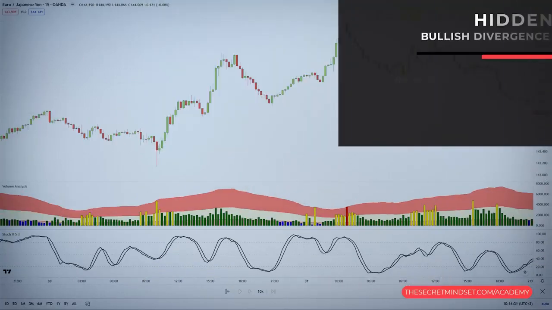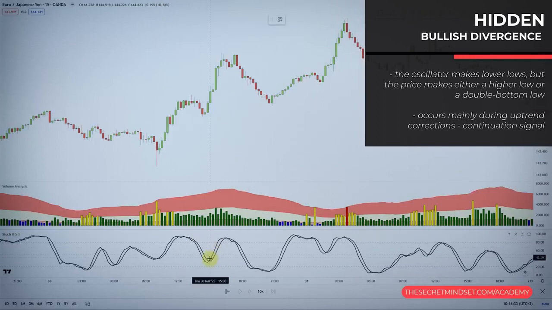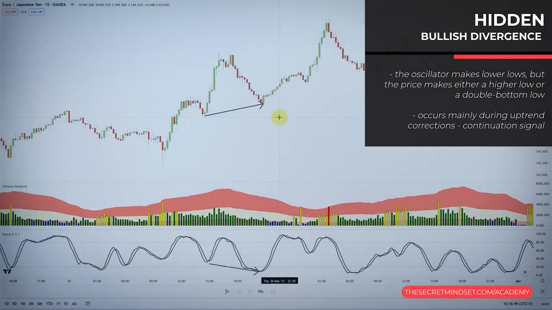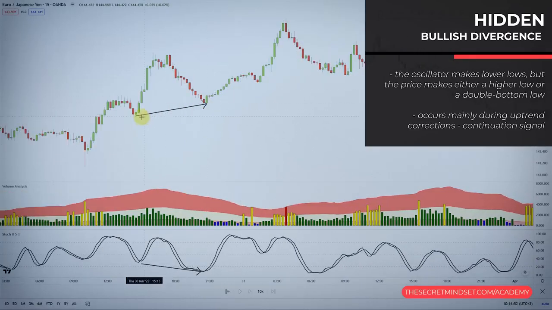In a bullish hidden divergence, the oscillator makes lower lows, but the price makes either a higher low or a double bottom low. This type of pattern occurs mainly during uptrend corrections. In this example, the price was in a very strong upward trend and recorded an important correction. The price failed to record new lows and closed higher than the previous downward swing. If we look at the oscillator, it recorded a lower low, thus forming a hidden divergence and signaling that a possible upward movement is on the cards.